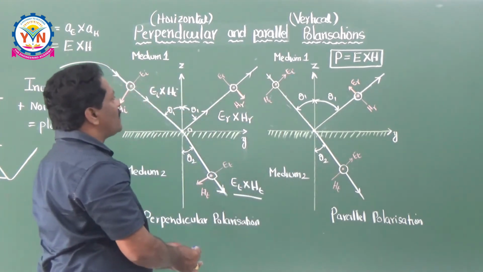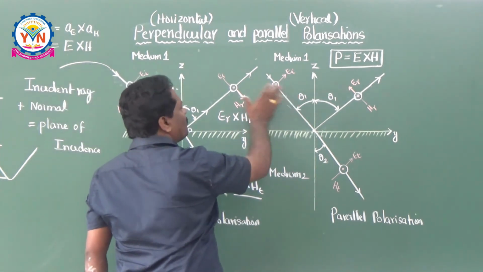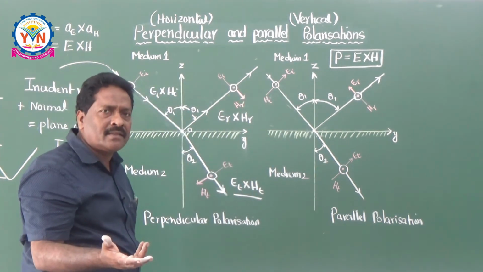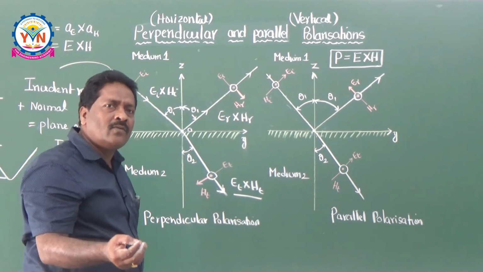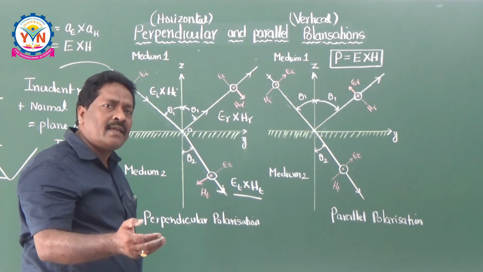So from now onwards, try to understand the plane of incidence first. What is plane of incidence? Plane of incidence means the plane which consists of the incident ray and the normal.